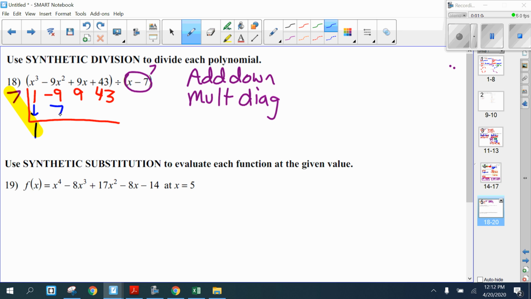So just repeat those steps. If you add straight down, -9 plus 7 is -2. And then we're going to multiply diagonal. -2 times 7 is -14.